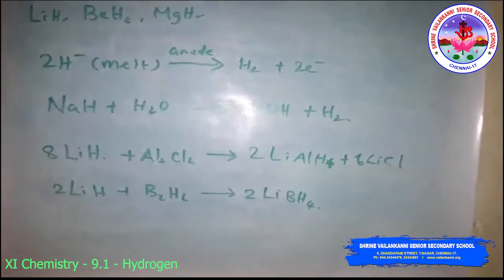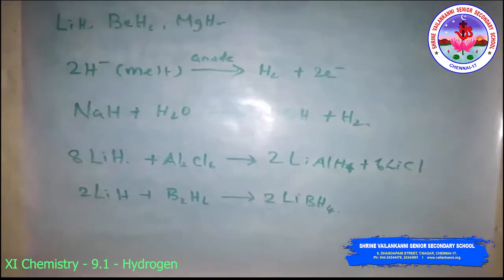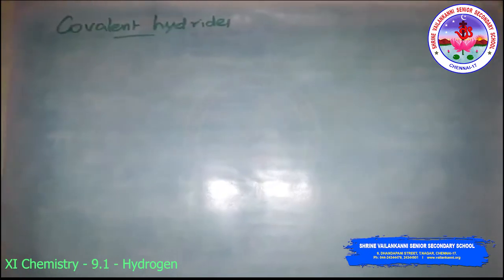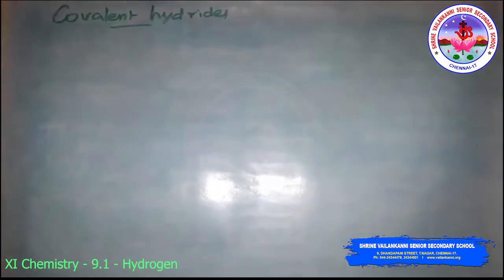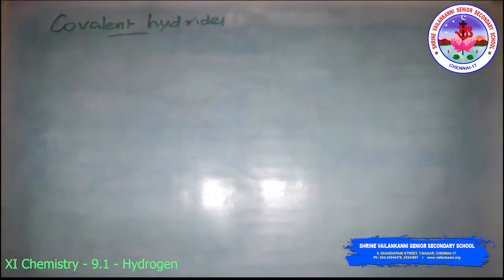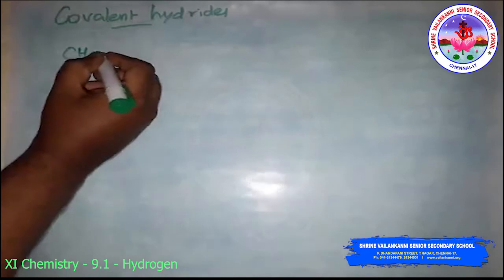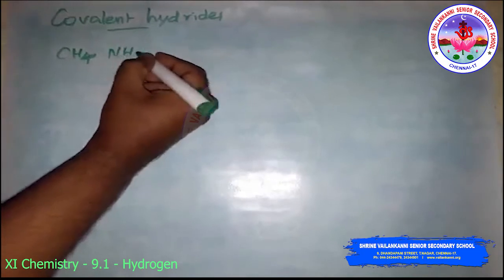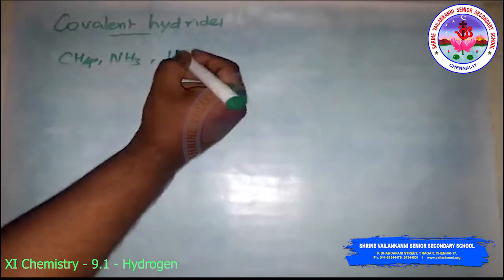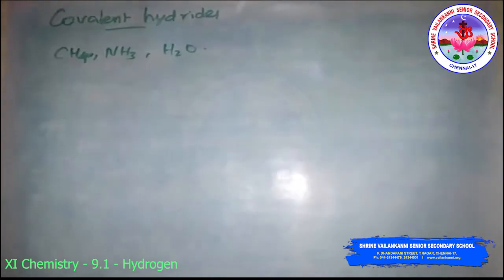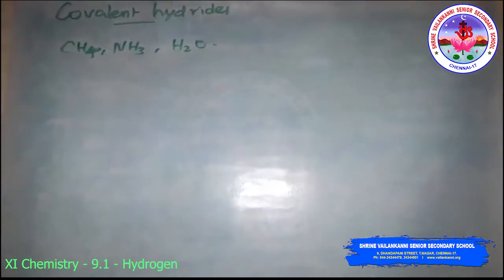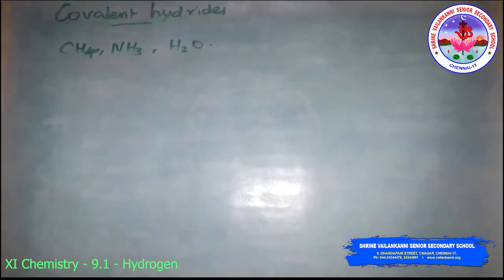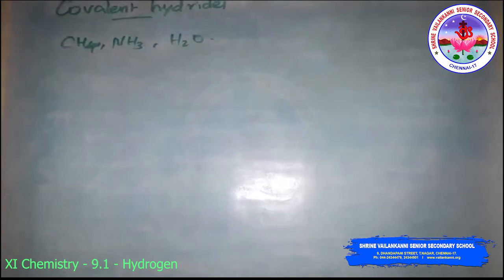Then next is the covalent or molecular hydride. Dihydrogen forms molecular compounds with most of the p block elements. The most familiar examples are methane, ammonia, water, and hydrogen fluoride. For convenience, hydrogen compounds of non-metals have also been considered as hydrides. Being covalent, they are volatile compounds.